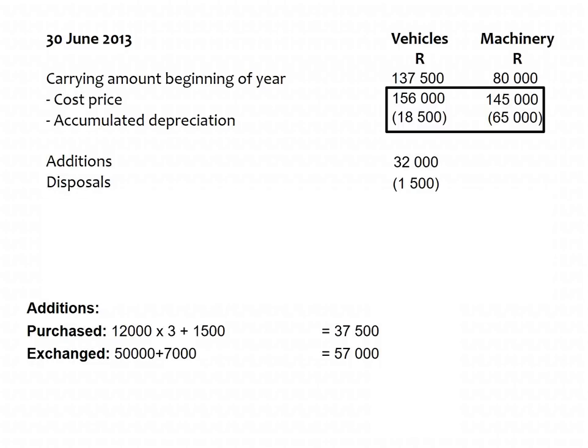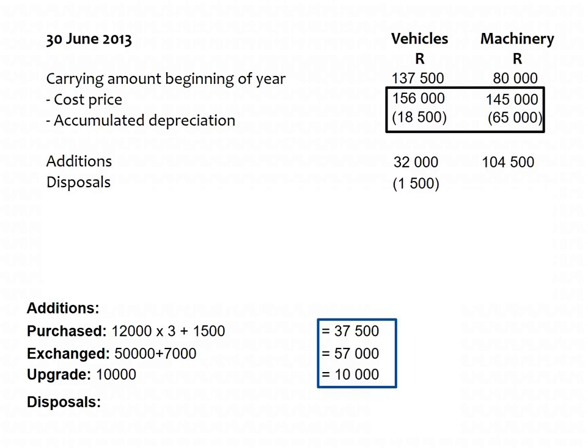We are also told about the exchange, which we calculated in part B. It was the 50,000 fair value and the additional cost of 7,000, which gave us the cost of 57,000. And then also from part B, you'll remember that we upgraded a tumble dryer with a cost of 10,000, which is also an addition. So our additions for the year are 104,500.